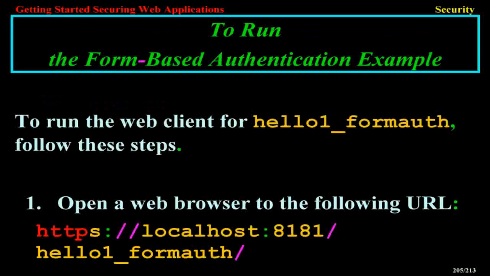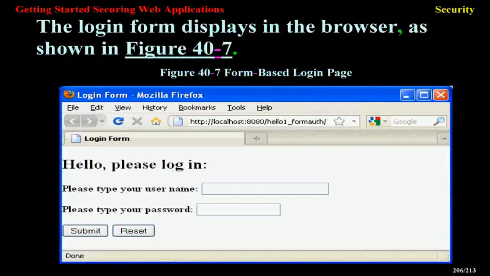To run the form-based authentication example, to run the web client for hello1_formauth, follow these steps. Open a web browser to the following URL: https://localhost:8181/hello1_formauth. The login form displays in the browser, as shown in Figure 40-7, form-based login page.